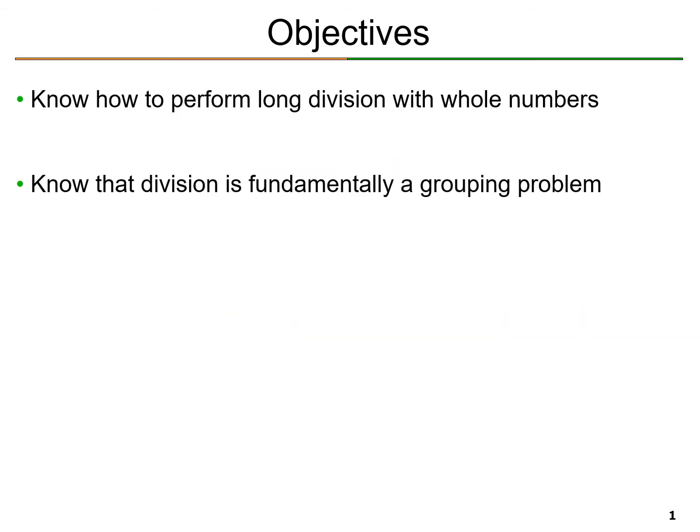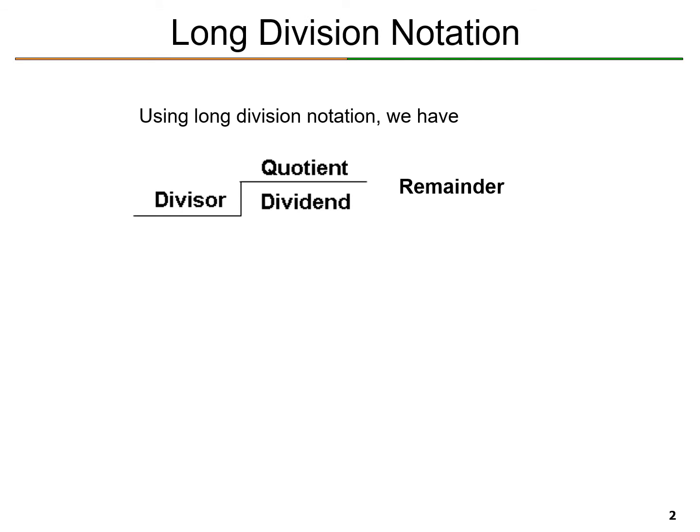The objectives are to know how to perform long division with whole numbers, and again, know that division is fundamentally a grouping problem. Here's the long division notation that you should be familiar with at this point. The divisor is at this position. The dividend is to the right of the divisor, and the quotient is above the dividend, and the remainder is to the right.